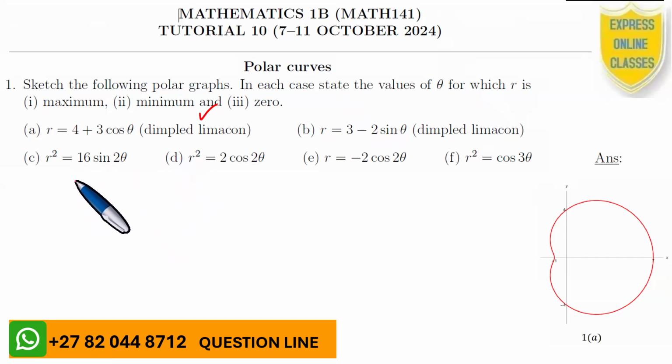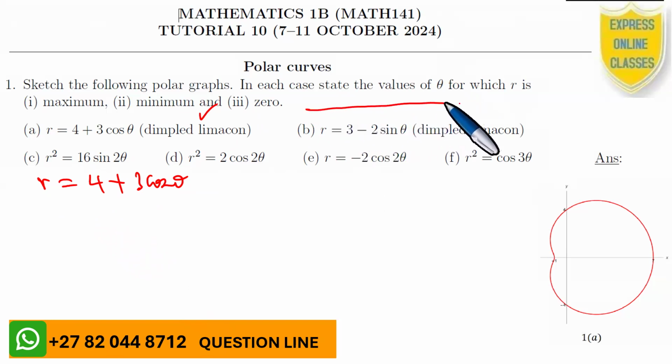Now, if you look at the dimpled limacon, I want us to look at the sketch of r equals 4 plus 3 cosine theta. How do we sketch this? To sketch these, we need to use a table. We're going to draw a table like this, and as part of the table, we put theta, r, and then we start with 0. Cosine 0 is 1. 3 by 1 is 3, plus 4 is 7.